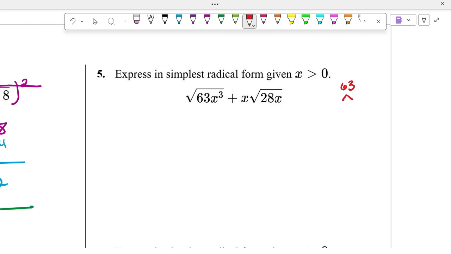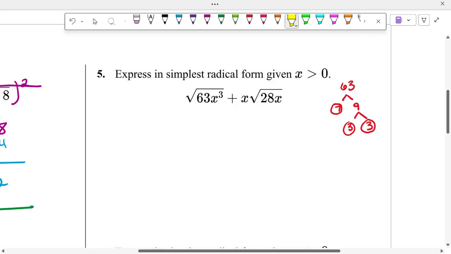Two factors of 63: 7 and 9. 7's prime, 9's not. 9 I can break down into what? 3 and 3. So, what's my pair? Which of those circled values is my pair? 3 and 3. So if I multiply 3 times 3 back, I get 9 times 7 x cubed.